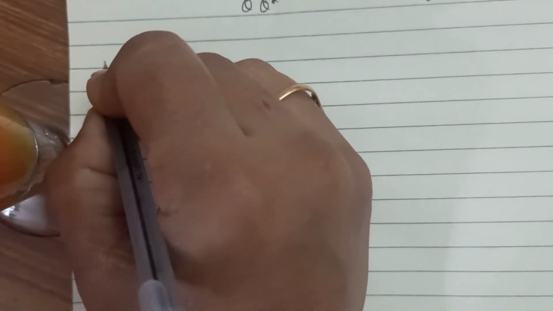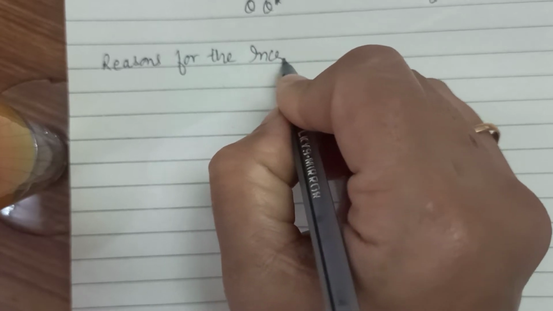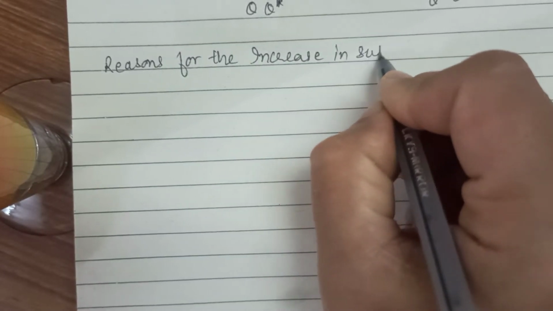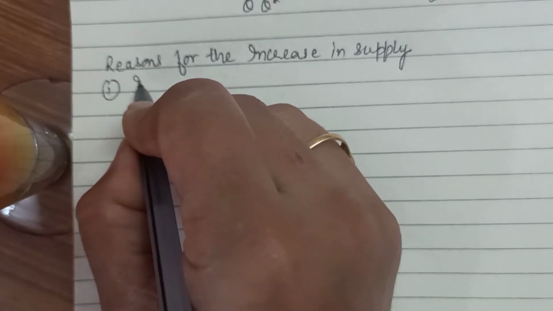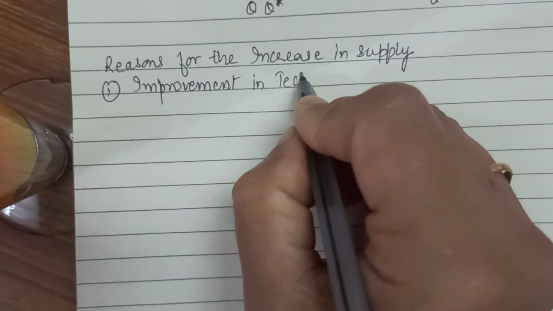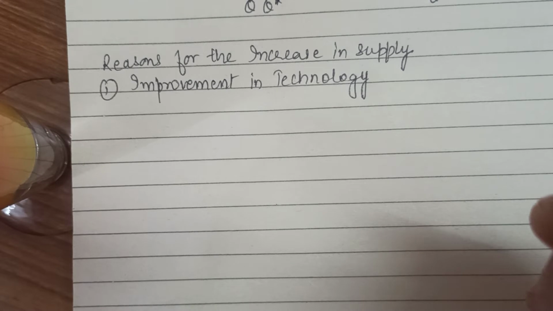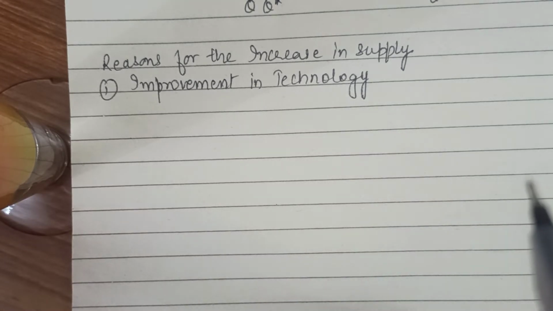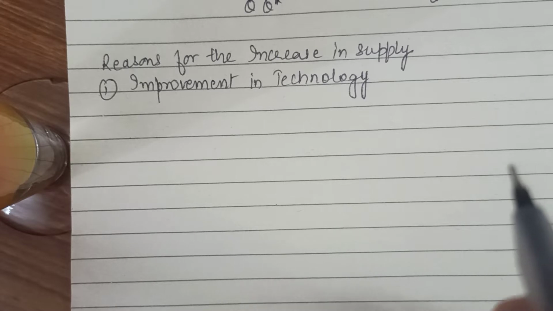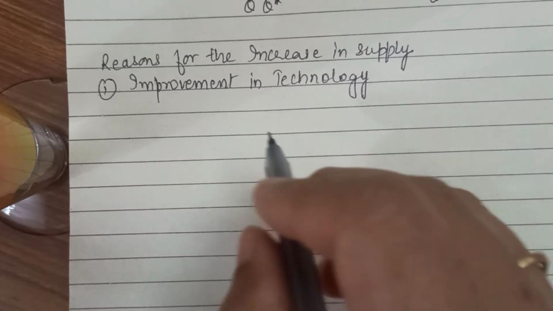Now let us see the reasons for the increase in supply. Why did the supply increase? The first reason is improvement in technology. It means whatever technology was used for the production, that technology improved. It means more production took place with fewer inputs, with minimum effort, because of the improved technology.